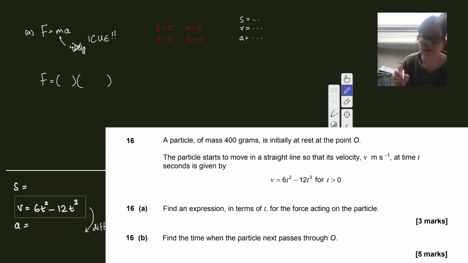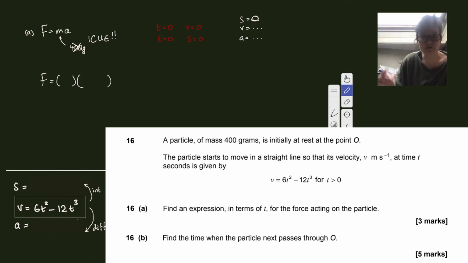Find the time when the particle passes through the origin. Okay, passing through the origin is when S is 0, so there's no question in question here. We're going to have to get S and put it equal to 0. How do we get S? We need to integrate V.